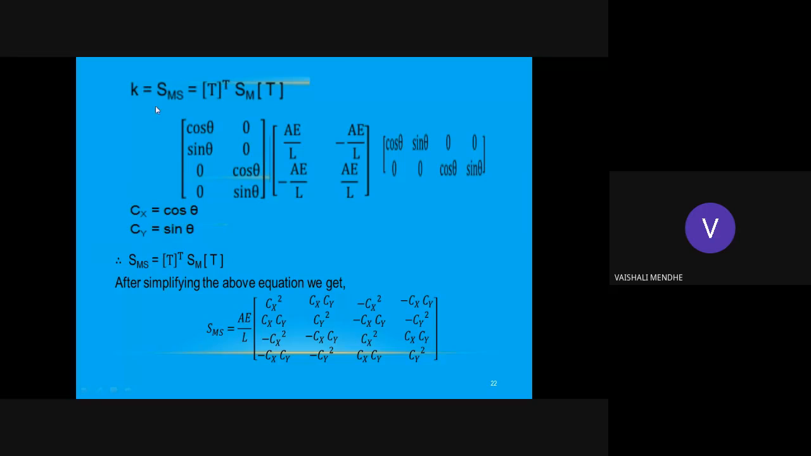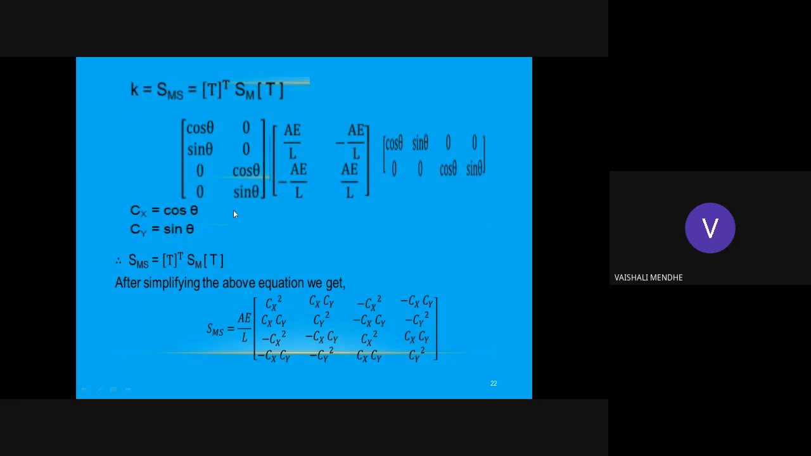So if you put all these values in this, you will get the SMS matrix. T transpose we already know, just now we have seen: cos theta, 0, sin theta, 0, 0, cos theta, 0, sin. SM is the stiffness matrix along member axis. The first derivation we did was SM: AE by L, minus AE by L, minus AE by L, AE by L, into T. T is the transformation matrix: cos theta, sin theta, 0, 0, which we also derived. Its transpose is this, transpose of the transformation matrix. So transpose of the transformation matrix into SM into T will give you the SMS matrix, that is the stiffness matrix along structure axis.